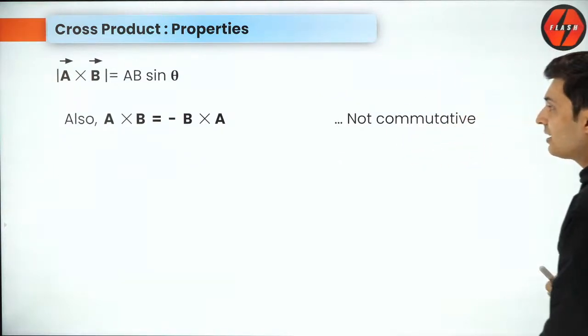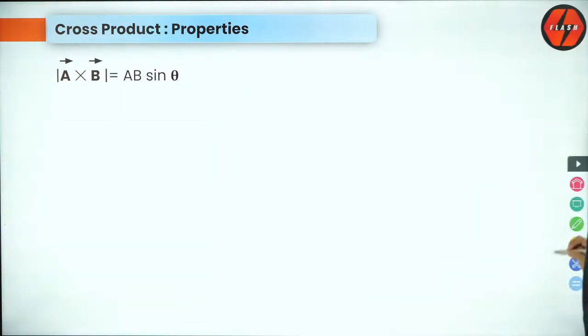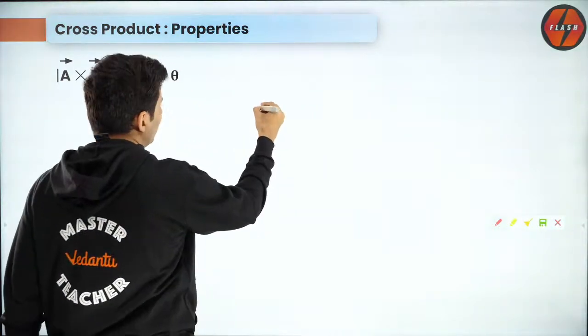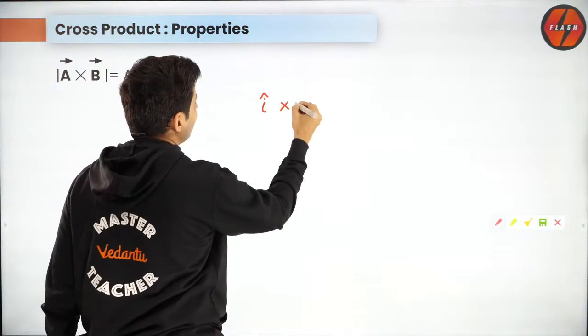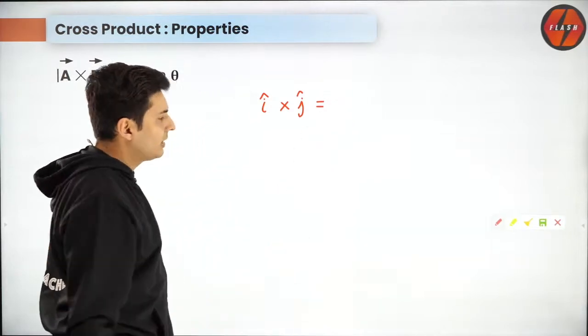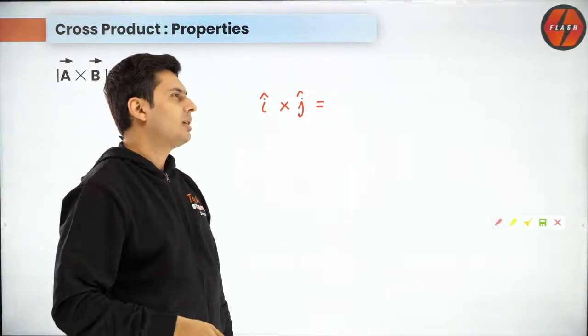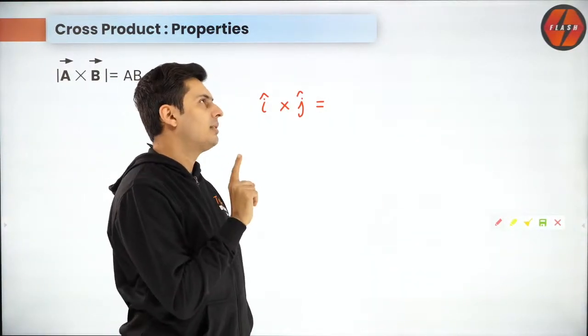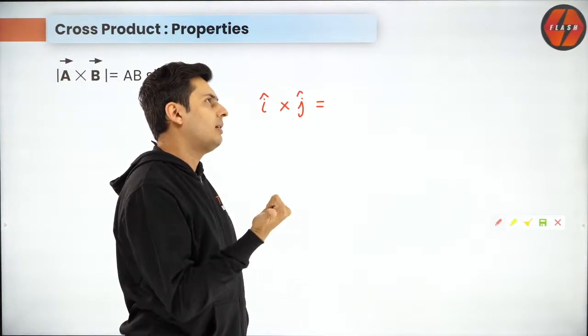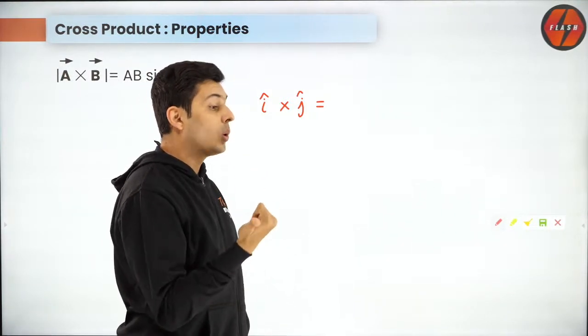Now, should I tell you one interesting rule? Let me tell you one interesting trick. Many of you will know it. If I tell you what is I cross J, what will you write? You'll have to visualize. Acha, I is there, J is there. I cross J will be like this. Oh, so it is K cap.